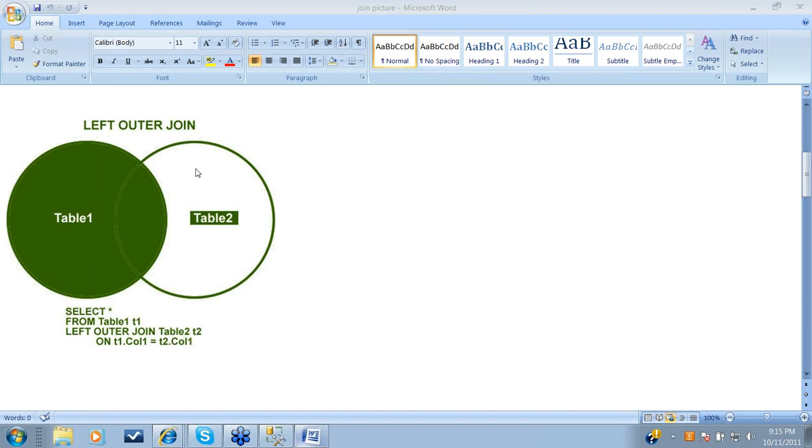So how about this white region? What kind of record will be there in that white region of table 2? Not matching. Yes. Those areas contain non-matching records. No, not null. Non-matching records in table 2.